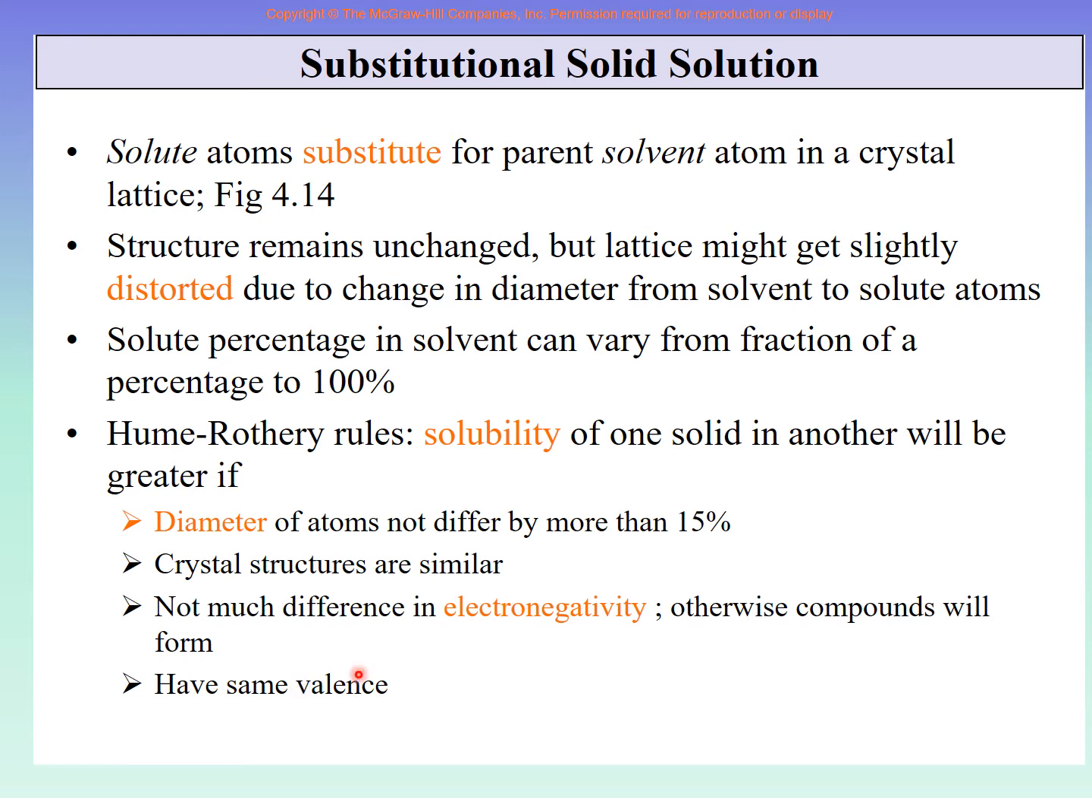The fourth rule is a continuation of the same. They should have the same valence value. If one is +1, the other one should also be +1. If their electronegativity is almost the same, their valence numbers will also be the same. So here also, they should not form a compound. If they have different valence numbers, then there is a big chance that they will form compounds.